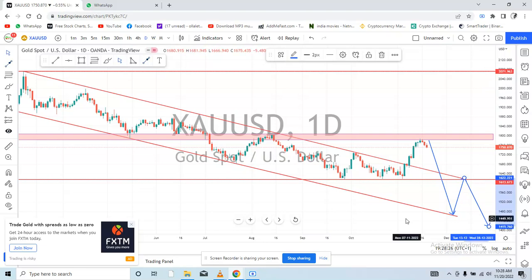That's why currently gold is a sell market to those of you who know how to trade properly. Now let's go back to some cryptocurrencies that I have.